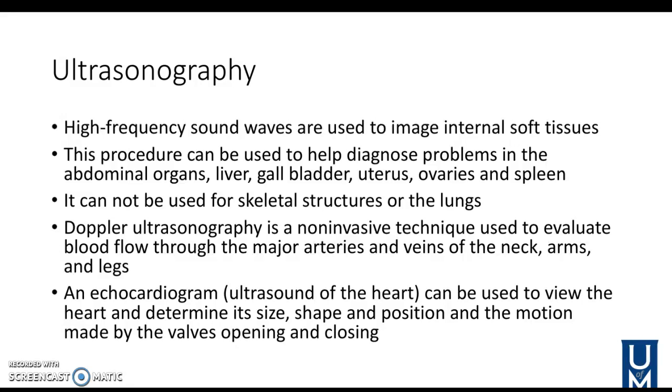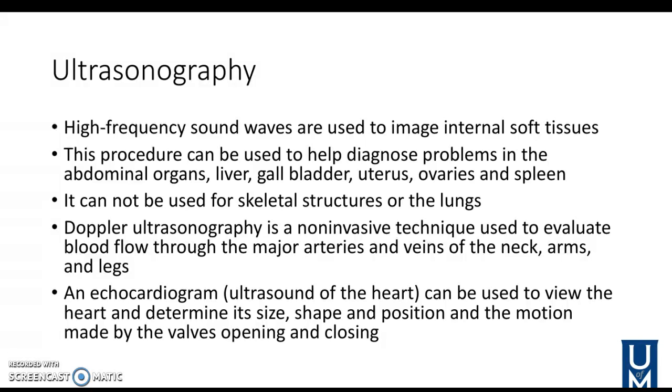Okay, so another type of test is ultrasonography or ultrasounds. Ultrasounds use high-frequency sound waves to get images of the internal soft tissues. This procedure can be used to help diagnose problems in the abdominal organs such as the liver, gallbladder, uterus, ovaries, and the spleen. It cannot be used for skeletal structures or for the lungs.